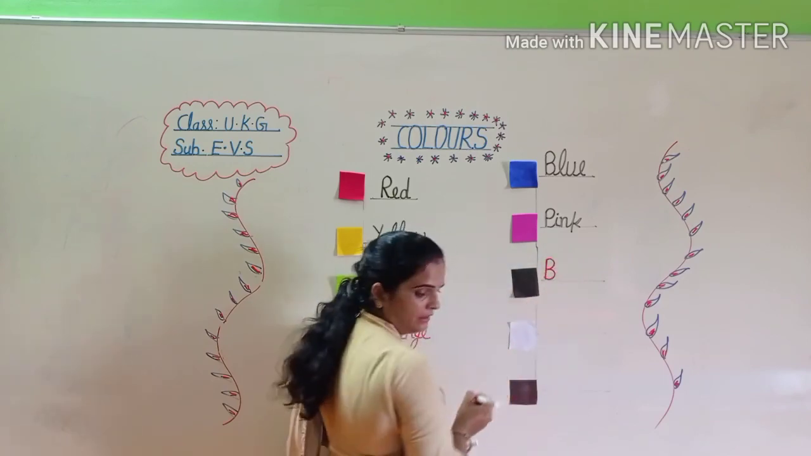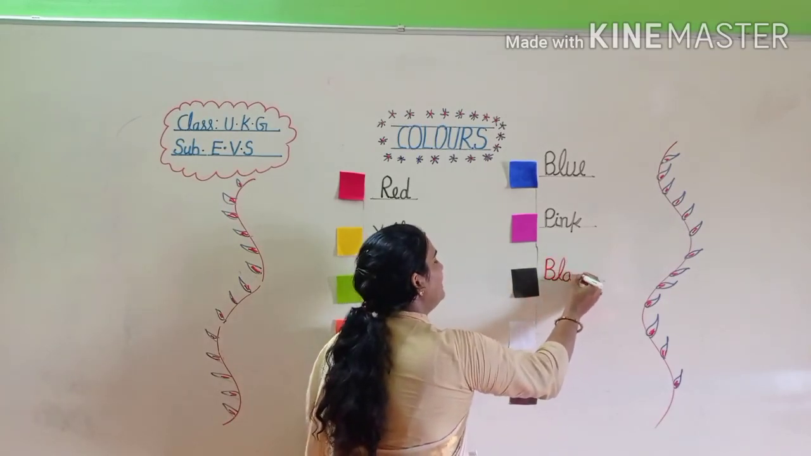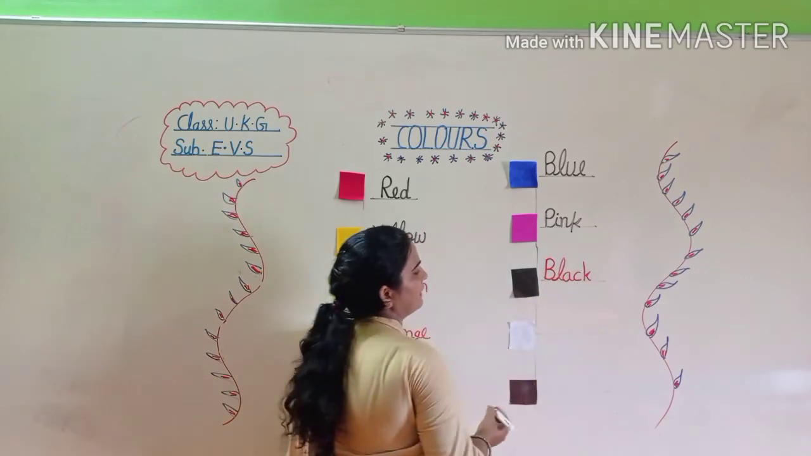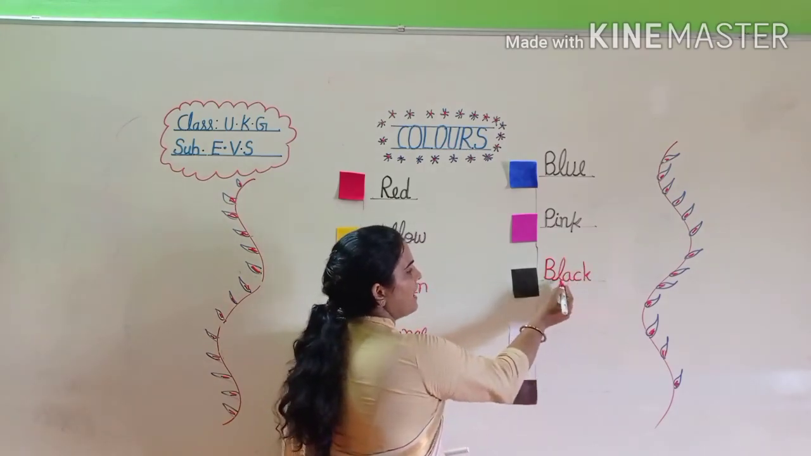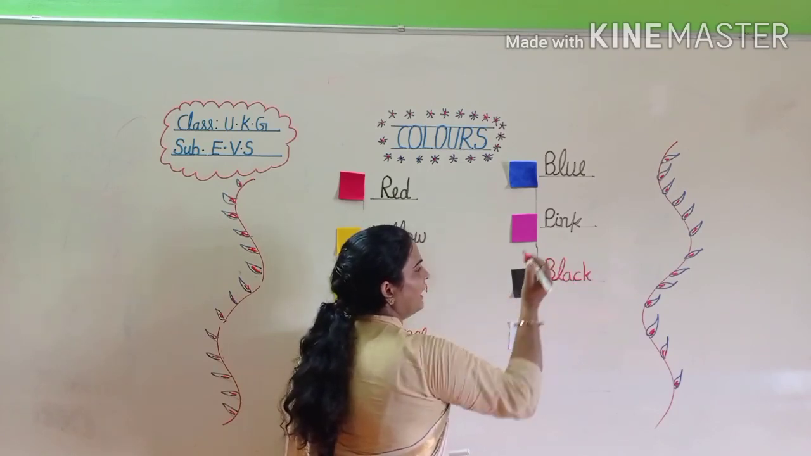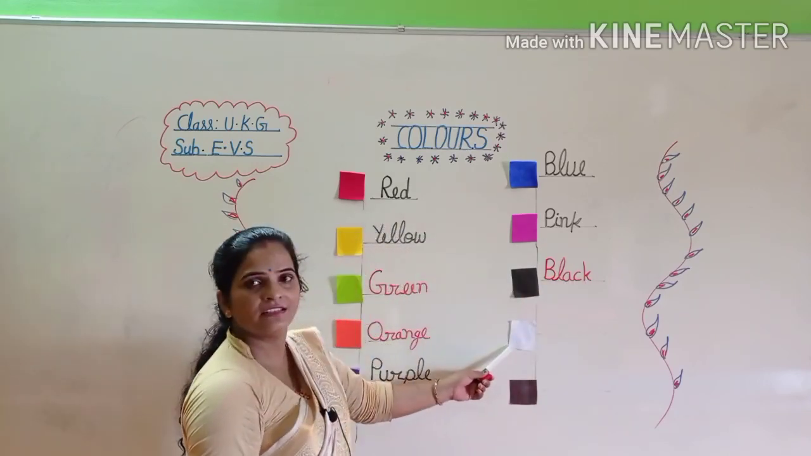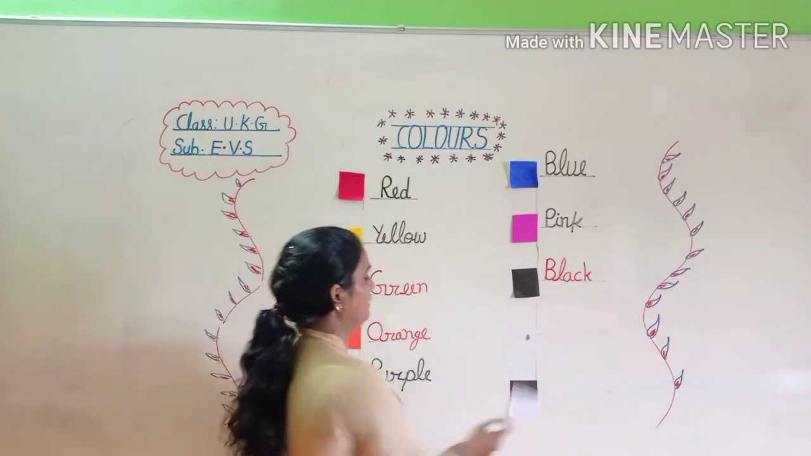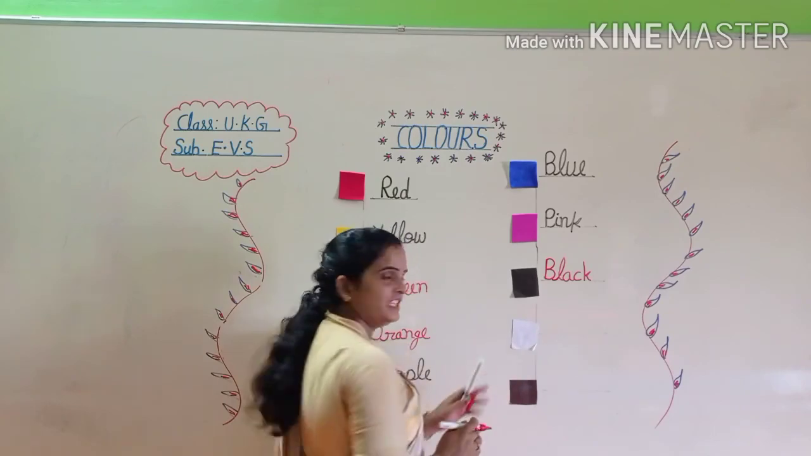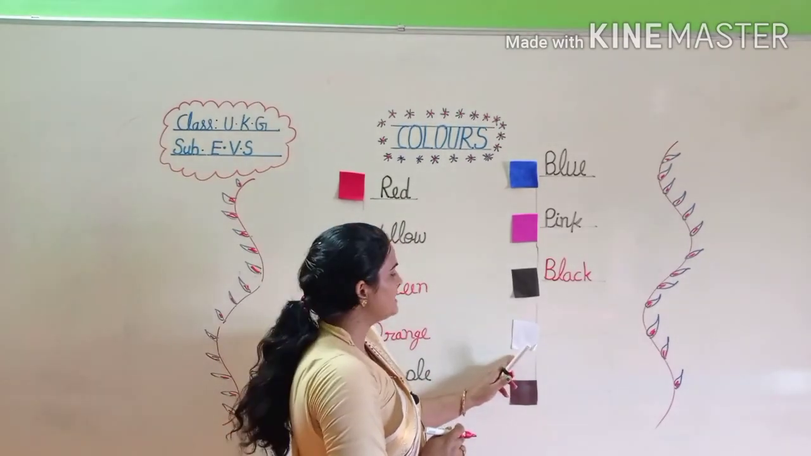B, L, A, C, K. Black. B L A C K. Black. Which color is this? This is white color.